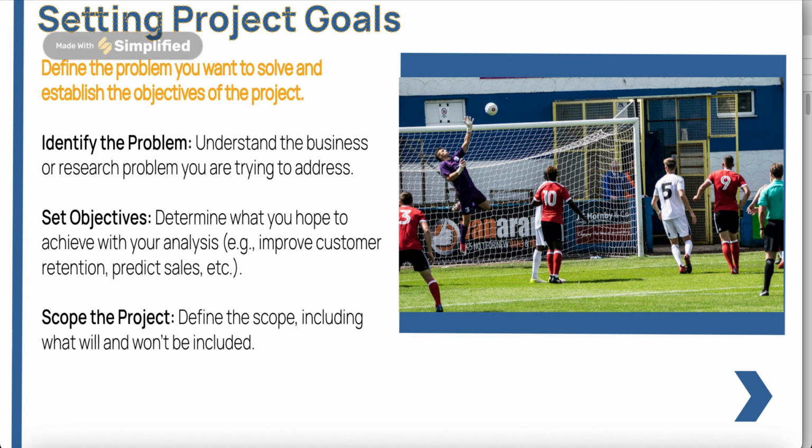So first thing first, we have to set a project goal. You define the problem you want to solve and establish the objective of the project. This is very important. Whenever you start with a data science project, you need to understand exactly which predictions we are looking for, what questions need to be answered, so that the steps after that are clear and you can do it right.